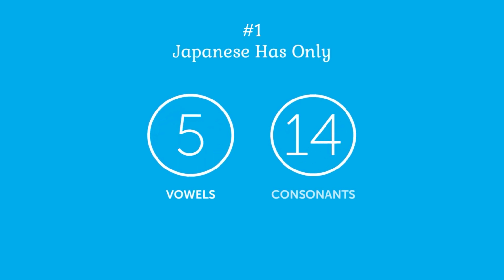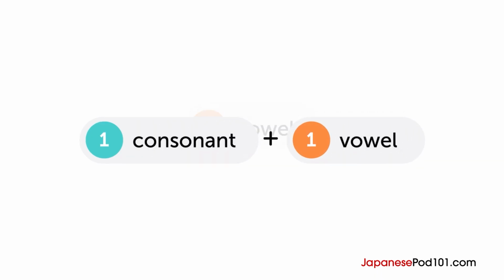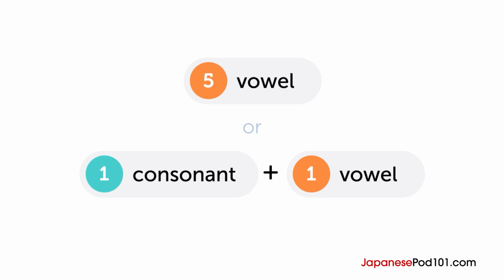First, Japanese pronunciation is comparatively easy. Japanese has only 5 vowel and 14 consonant sounds. Almost all Japanese syllables are made up of one of these consonants and one of these vowels. But the 5 vowels also appear individually.